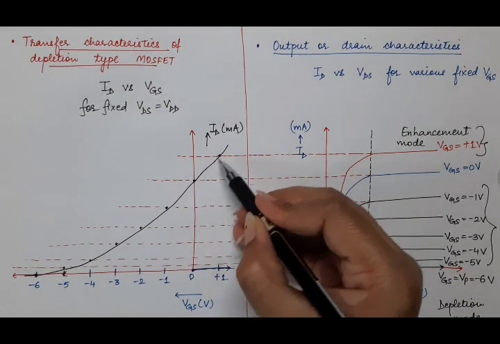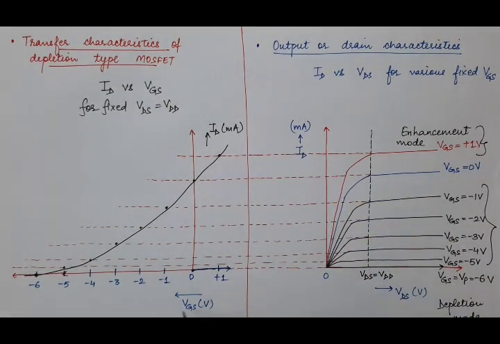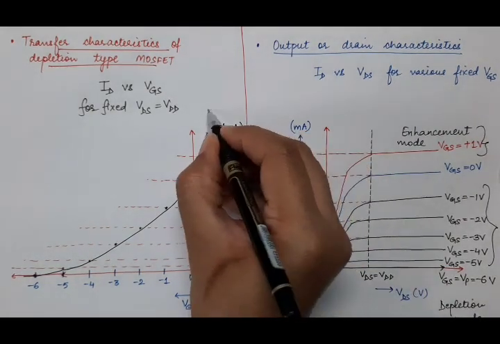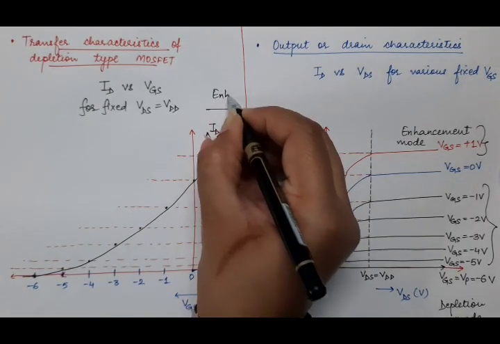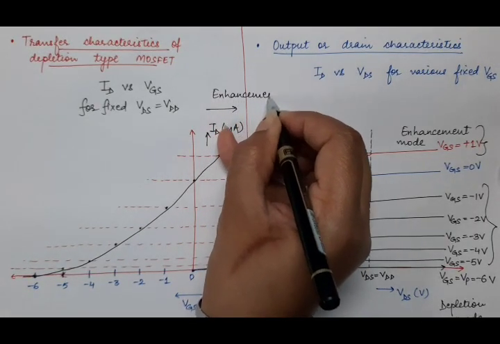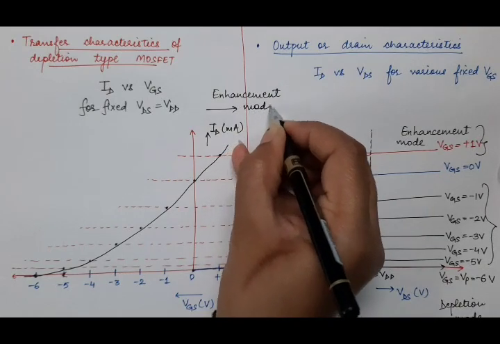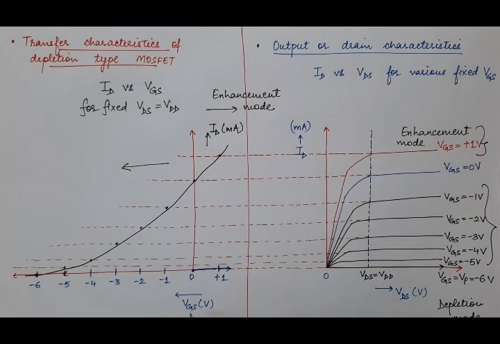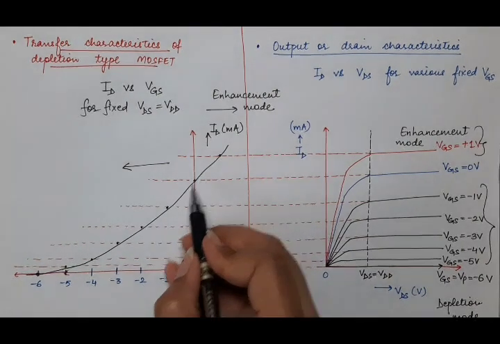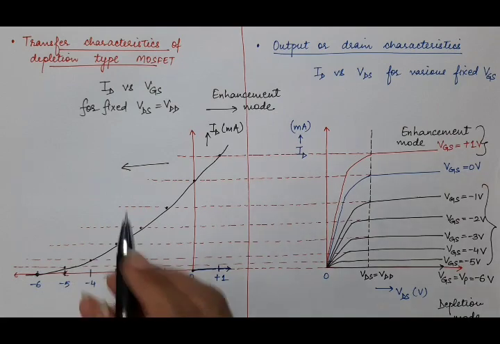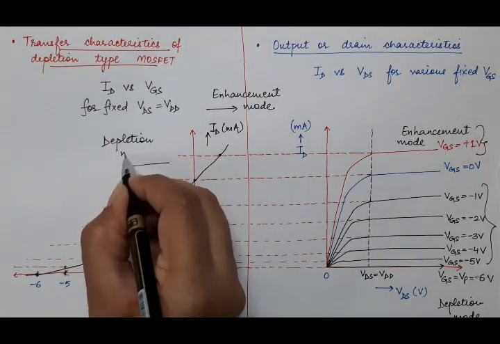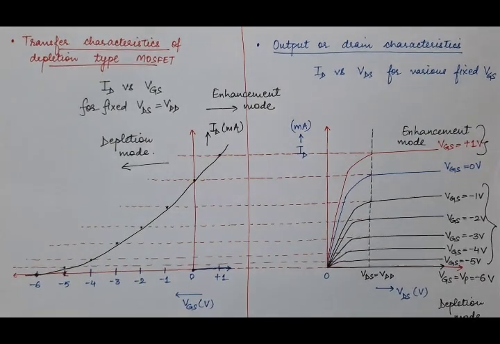And here on making this VGS more positive, this drain current increases. So that is why this mode is known as enhancement mode of the depletion type MOSFET. And on this side, as you make this VGS more negative, the drain current decreases. So that is why this mode is known as depletion mode. So this is all about the N-channel depletion type MOSFET.